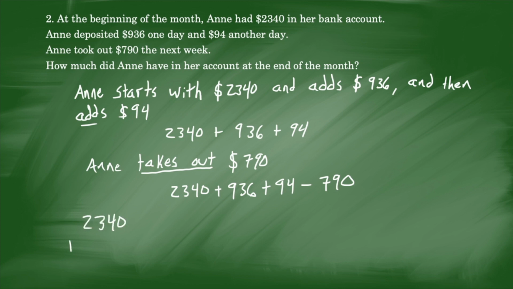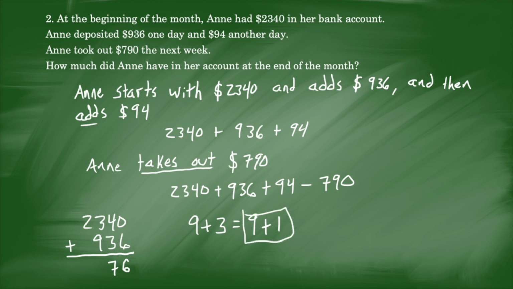2340 plus 936. 6 plus 0, 6. 4 plus 3, 7. 9 plus 3. Let's write that one up. 9 plus 3. That is 9 plus 1. So we have to roll over plus 2.